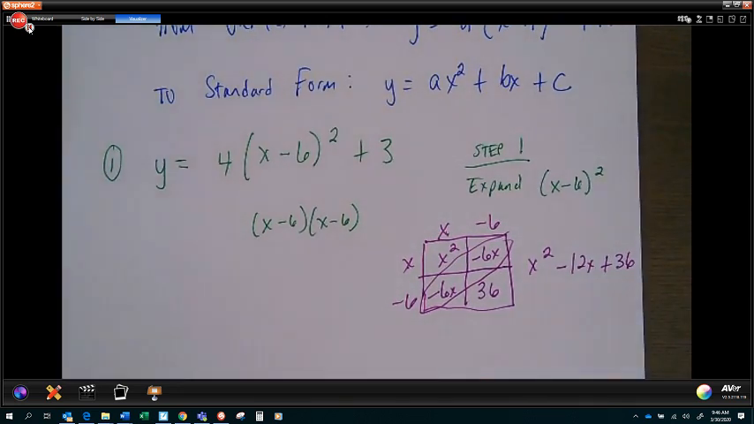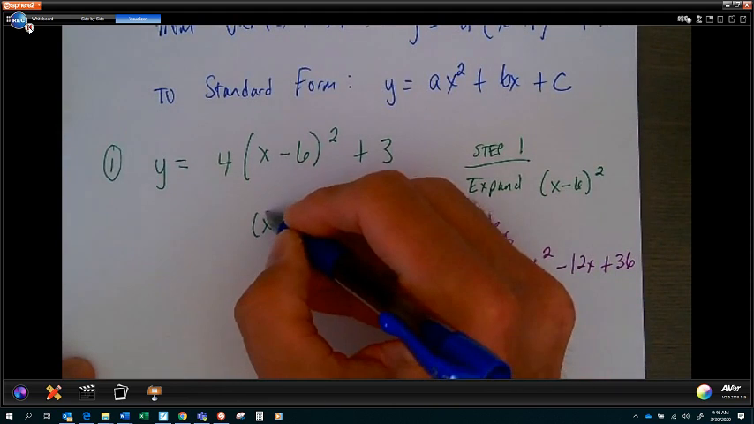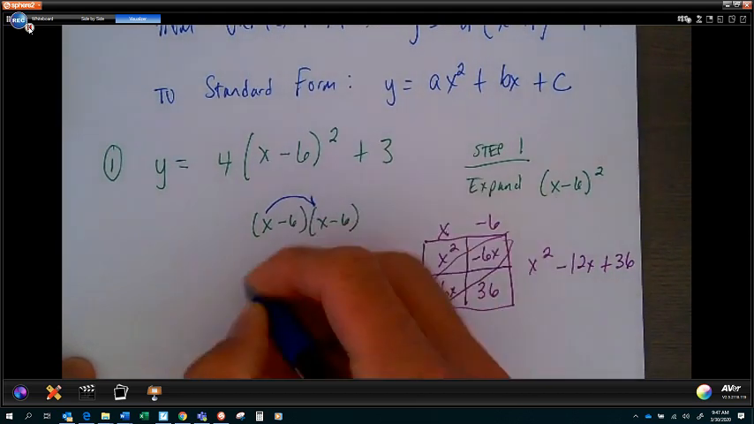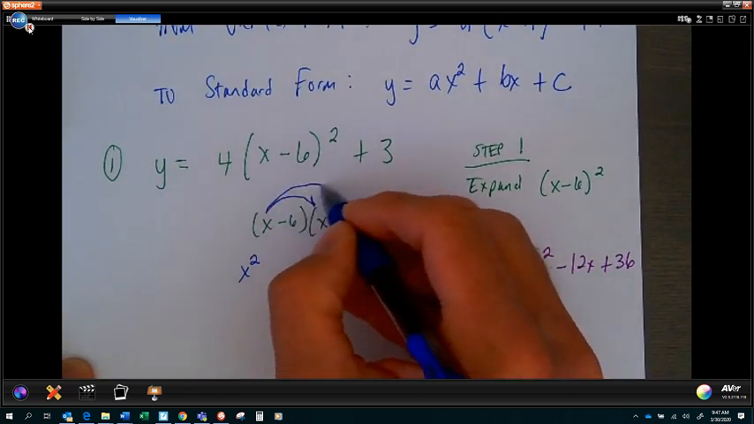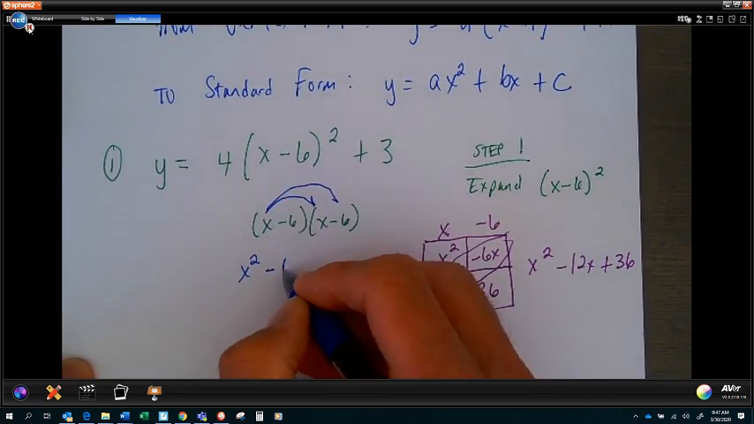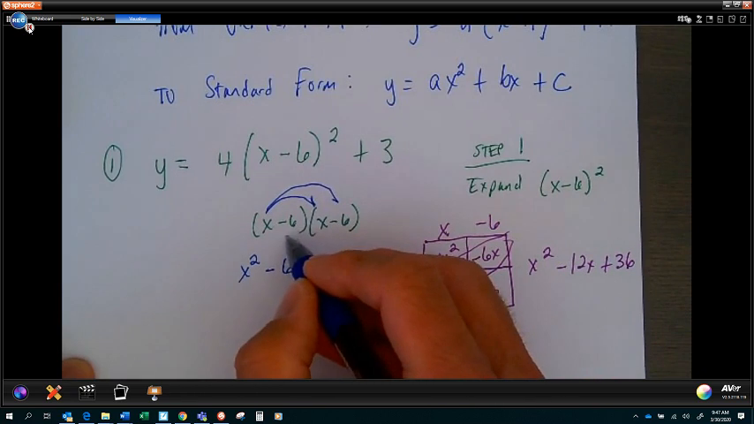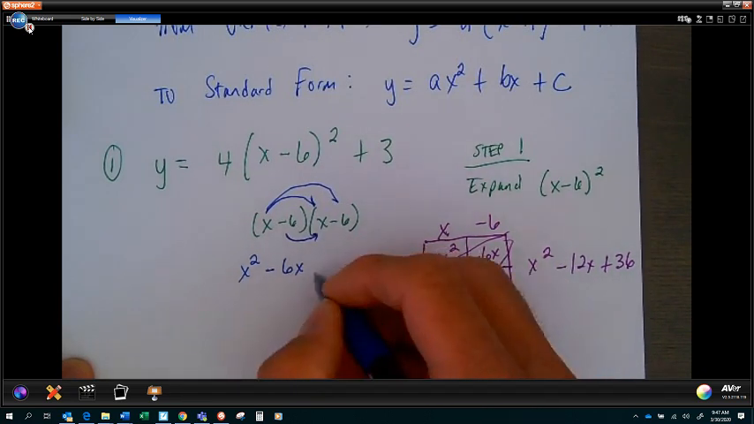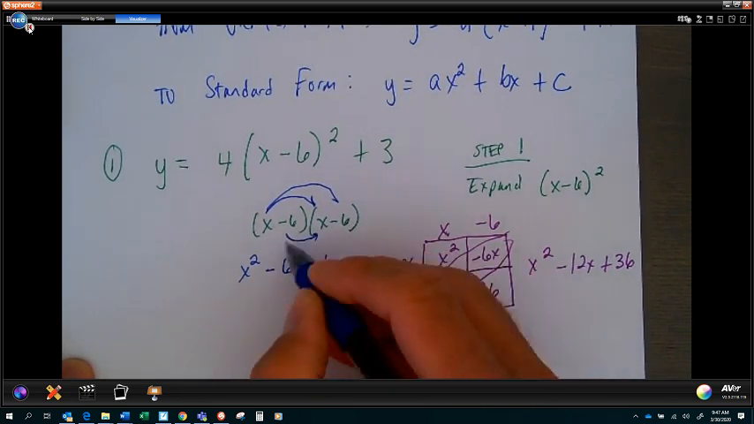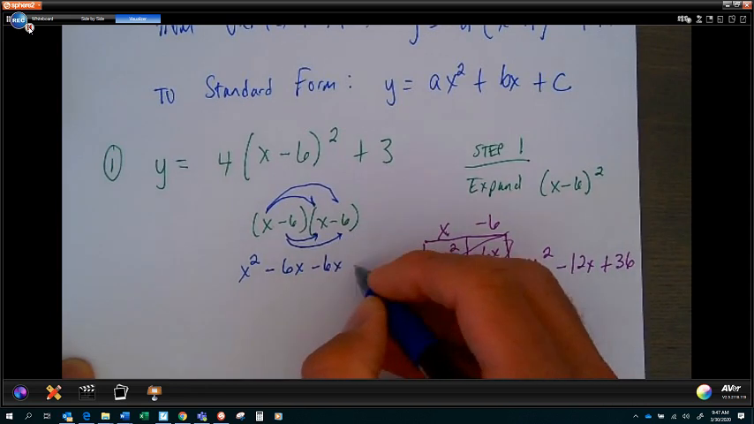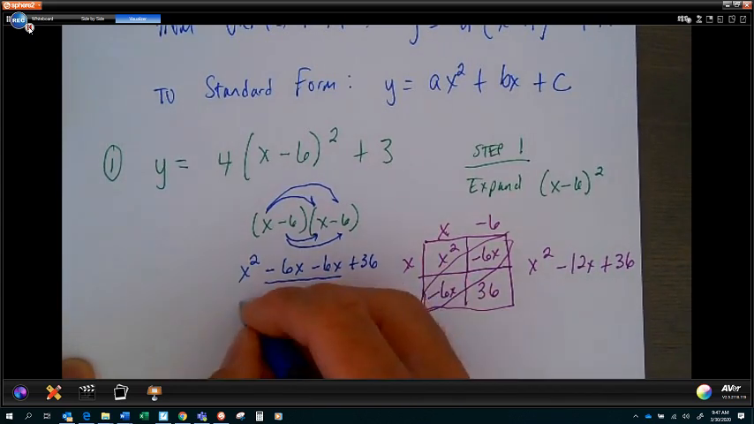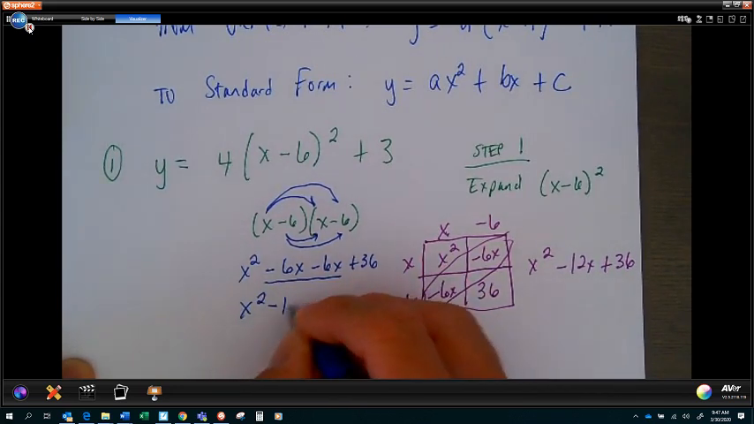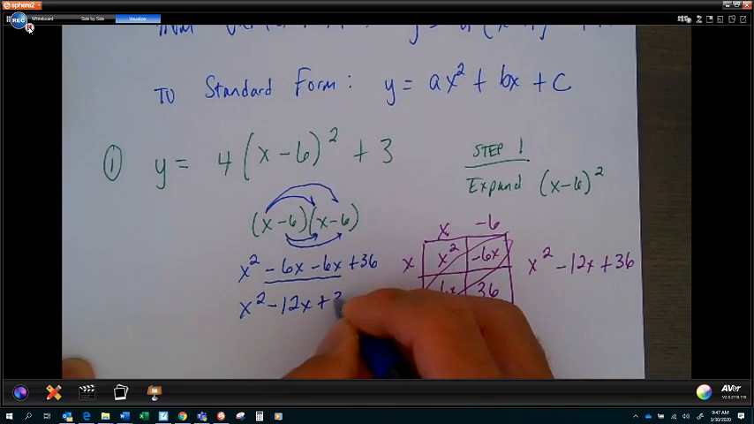For those of you who do the distributive method, we have x squared. X times x is x squared. X times a negative 6 is a negative 6x. Negative 6 times x is a negative 6x, and negative 6 times a negative 6 is a positive 36. Combining my like terms just like I did here, I have x squared minus 12x plus 36.